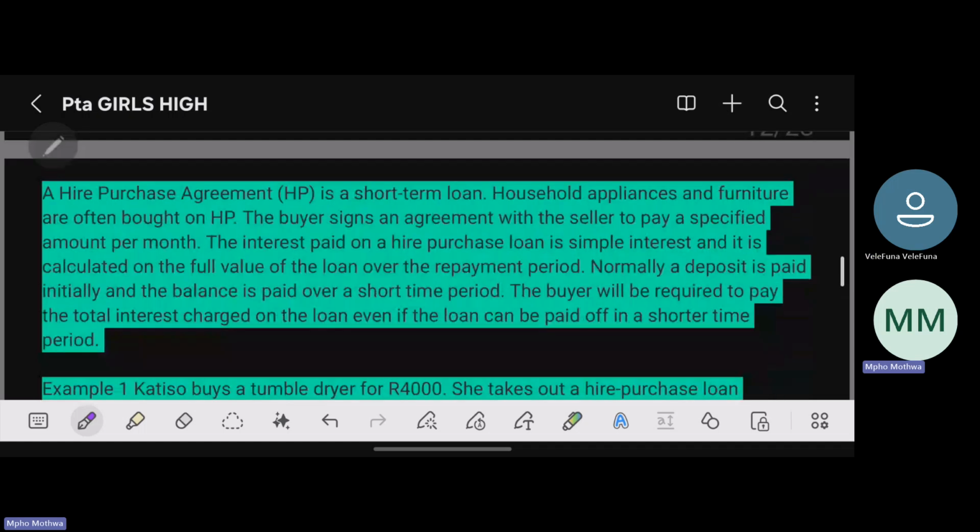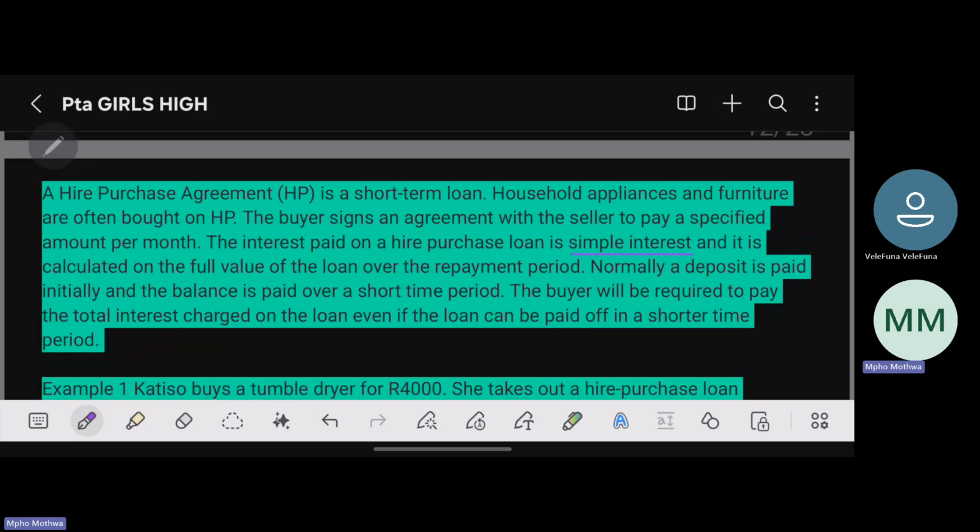A hire purchase agreement is a short-term loan. Household appliances and furniture are often bought on hire purchase. The buyer signs an agreement with the seller to pay a specified amount per month. The interest paid on a hire purchase loan is simple interest. Note that. And it is calculated on the full value of the loan over the repayment period.